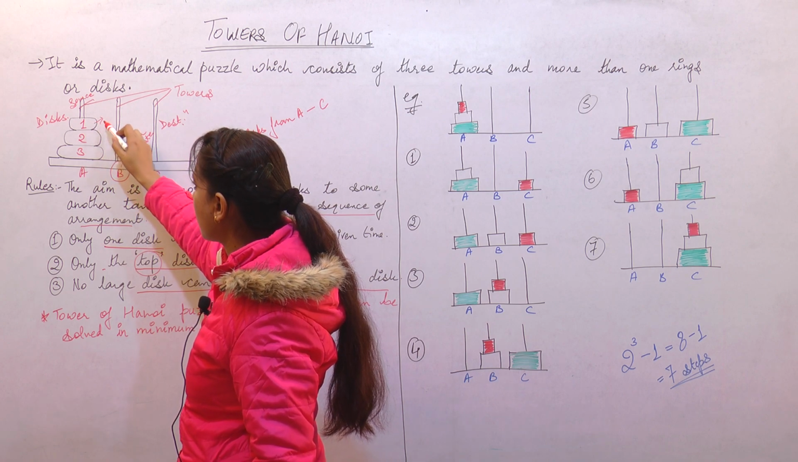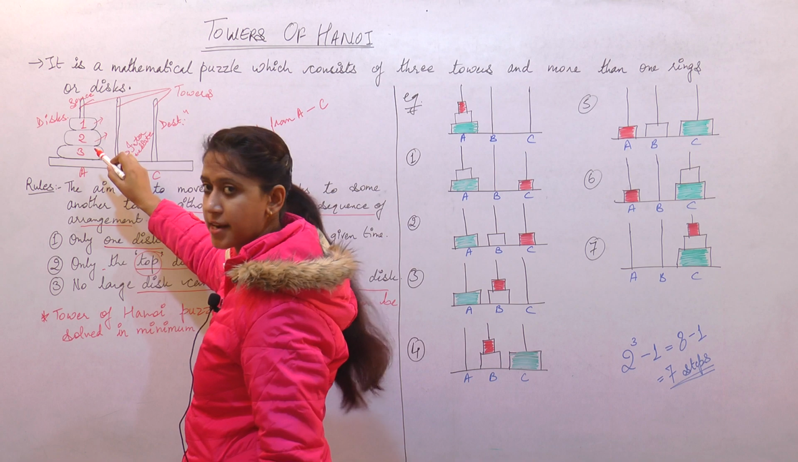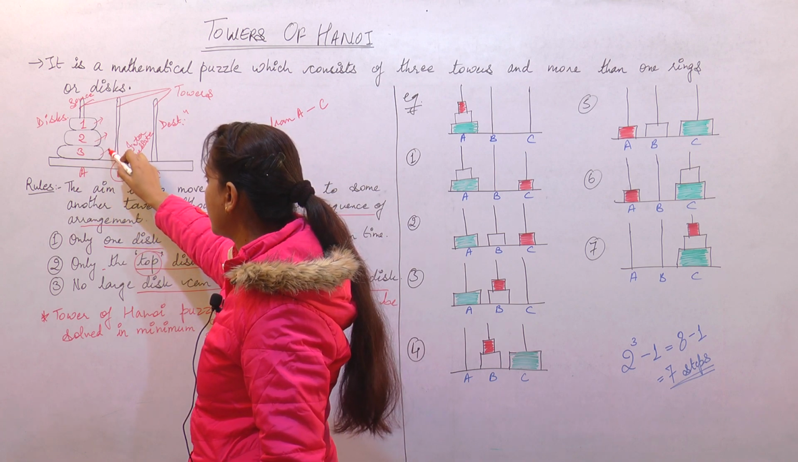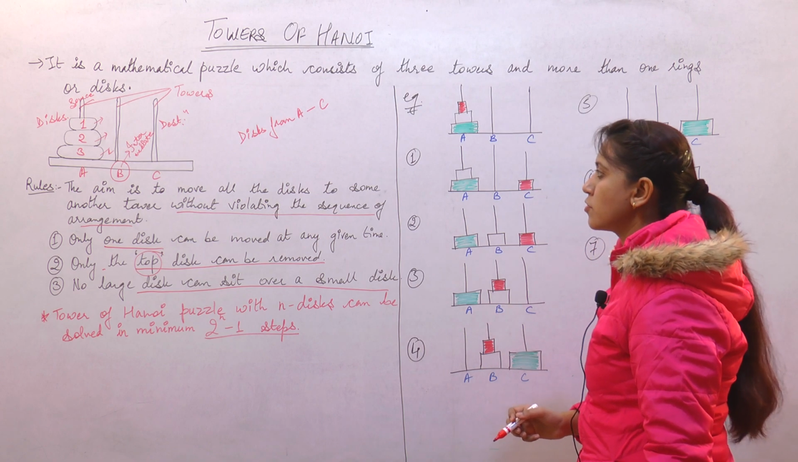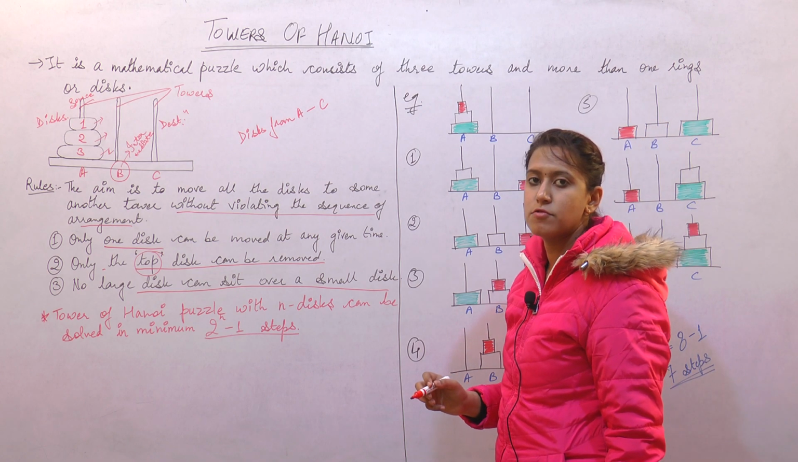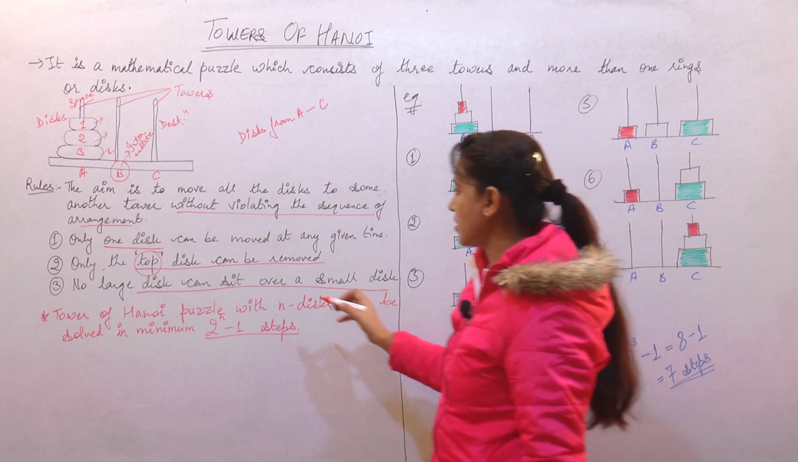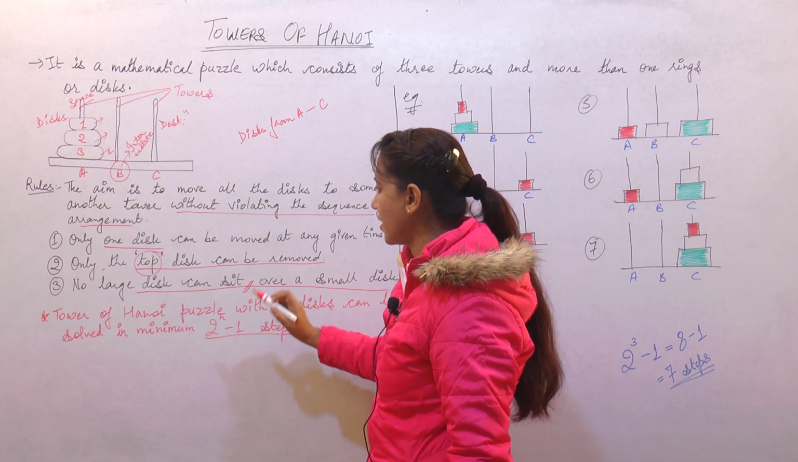First one is the smallest, second one is greater than first, and third one is the largest disk. So we cannot place 2 above 1 or 3 above 2 or 1. So this rule should also not get violated.